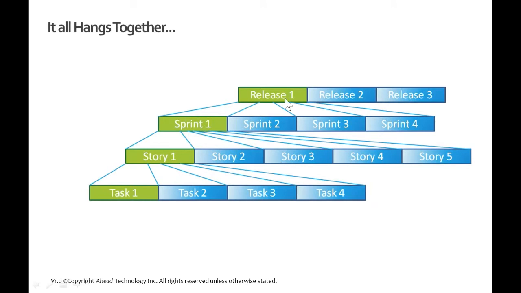And it all hangs together. So you see here a major release can be made up of 4 sprints. This one sprint is made up of 5 user stories. That's what was pulled into the sprint backlog. And each story then can be broken into tasks. So that's how you practically start working it down. It's actually very intuitive for the development team as they go into this. Very intuitive.